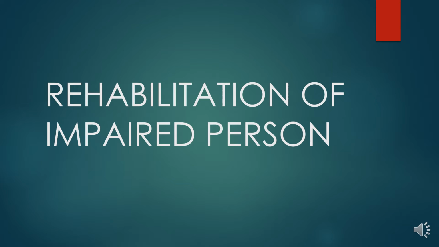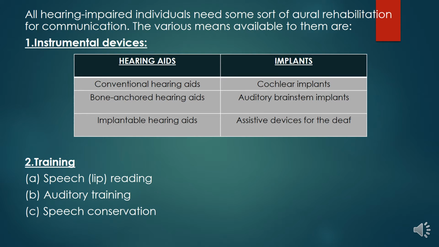Hello everyone. Today we are going to study about rehabilitation of the hearing impaired person. All hearing impaired individuals need some sort of oral rehabilitation for communication. The various means available to them are: first, the instrumental devices, and second, the training. Instrumental devices consist of two parts: one is the hearing aids, second one is the implants.